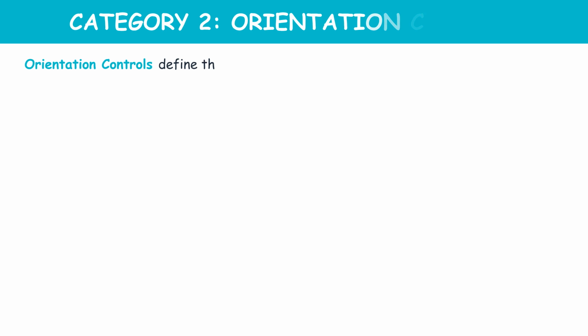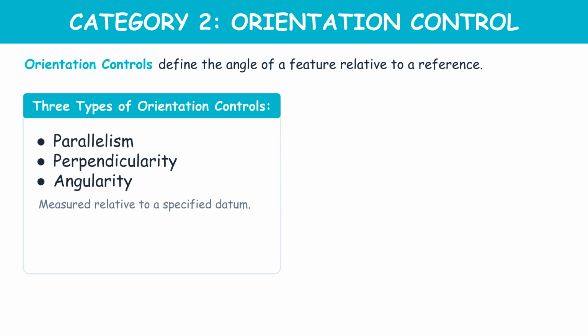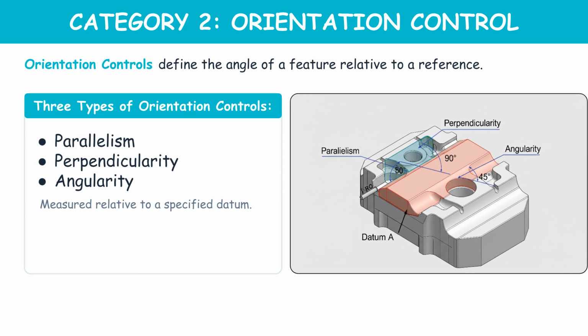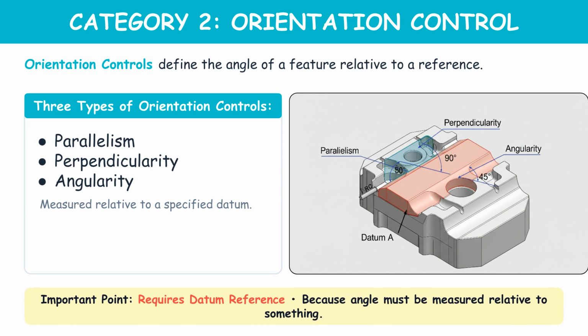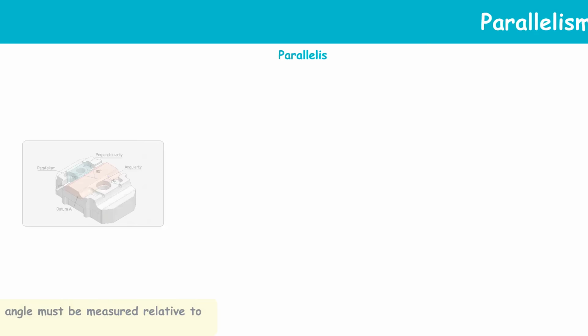Now let's move to orientation controls. These controls define the angle of a feature relative to another reference. The 3 orientation controls are Parallelism, Perpendicularity, and Angularity. Unlike form controls, orientation controls require datums.